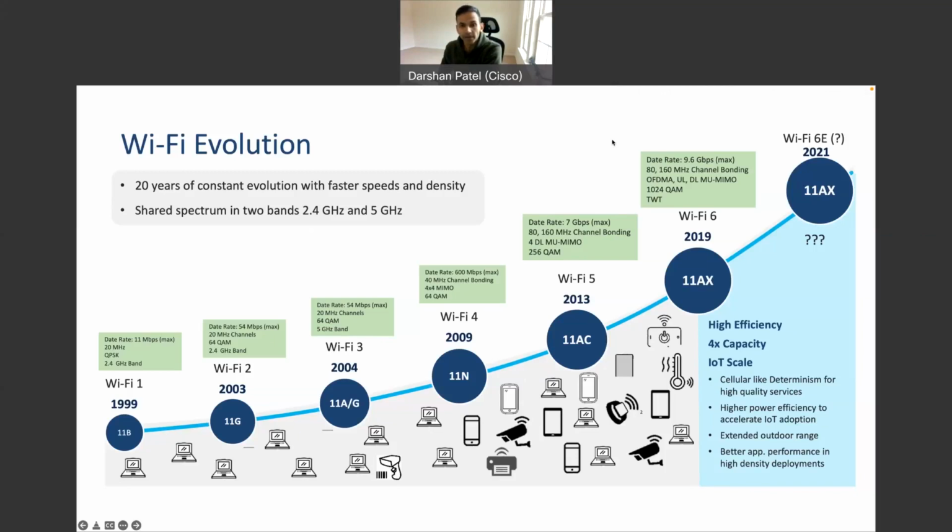Hello everyone, this is Darshan Patel, and today we are going to talk about Wi-Fi 6E. So let's begin.